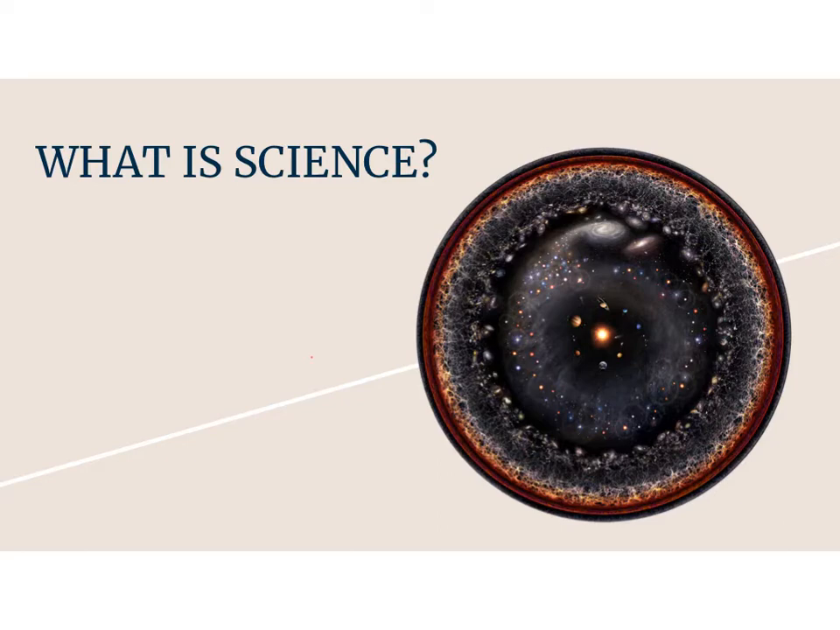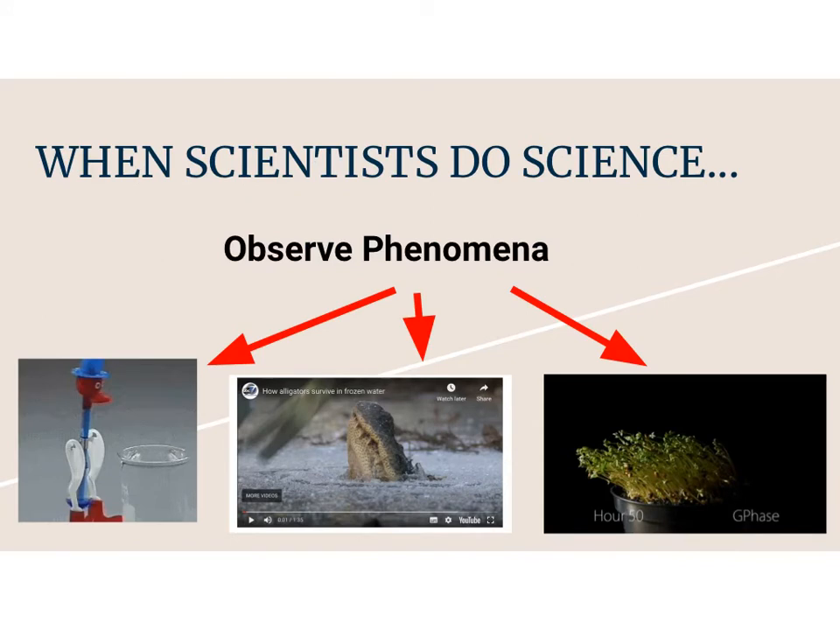First, we need to recap from last lesson. We asked the question, what is science? In your notebook, you should have a number 1 that says science is the study of blank. Science is the study of the universe. Here's a fun picture of the universe. So when scientists do science, they observe phenomena. That's going to be your blank for number 2. Scientists observe phenomena. What are phenomena?